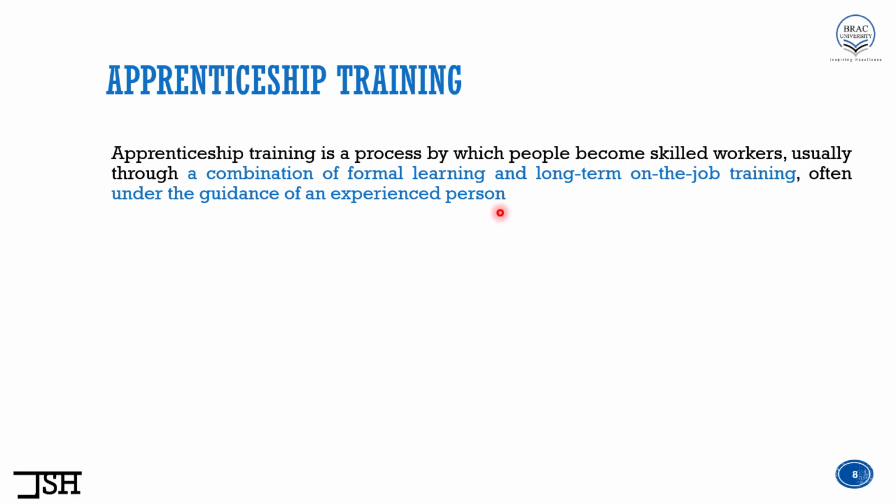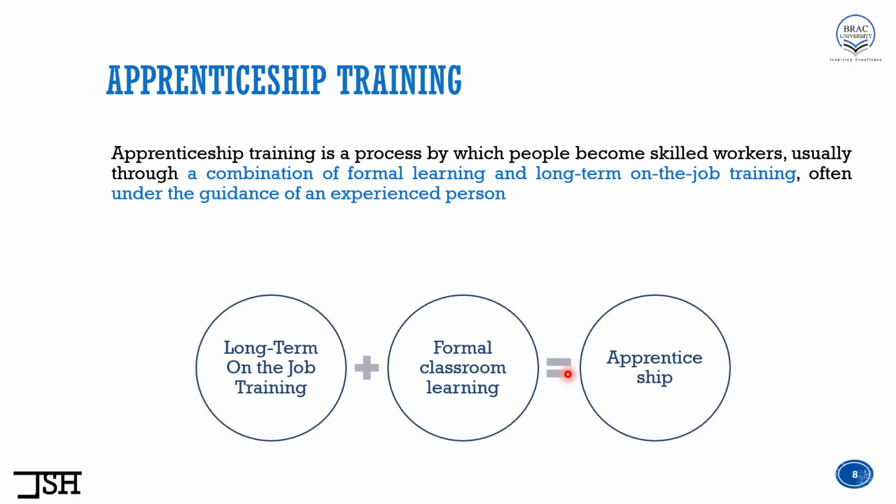So apprenticeship training is a combination of formal learning method, which is sort of a classroom learning method, and long-term on-the-job training. So when we combine these 2 methods for a specific new trainee or employee, we get apprenticeship training. So now, if I want to present this concept to you in a picture, it will look something like this. So we have long-term on-the-job training, and at the same time, we have formal classroom learning. And when we combine these 2 methods at the same time, then we have an apprenticeship program.